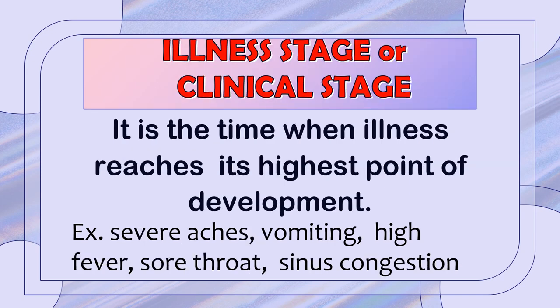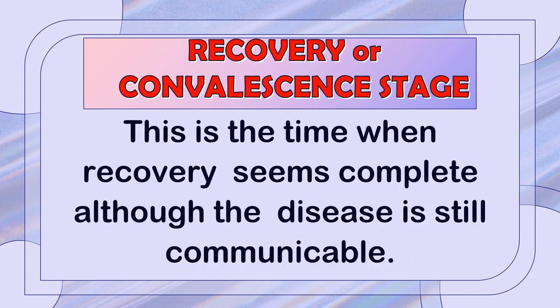After feeling the different signs and symptoms in the prodromal stage, next it will go to the illness stage, or what we call the clinical stage. It is the time when illness reaches its highest point of development. Some examples of what a person feels during the illness stage are severe aches, vomiting, high fever, sore throat, and sinus congestion. After going through the illness stage or clinical stage, eventually the person will be going to what we call the recovery or convalescence stage. This is the time when recovery seems complete, although the disease is still communicable.